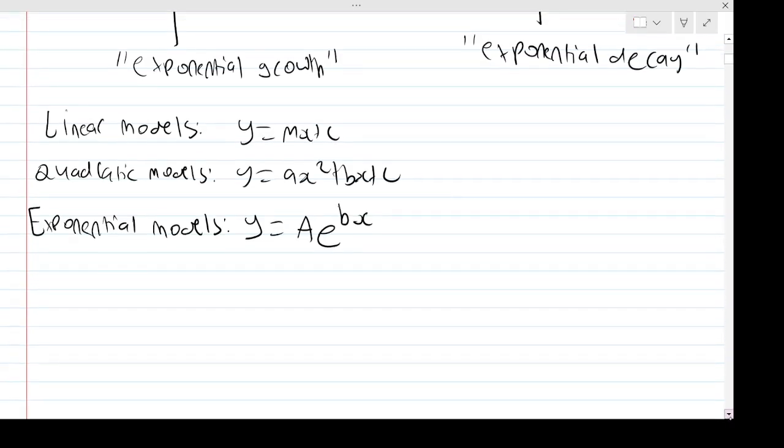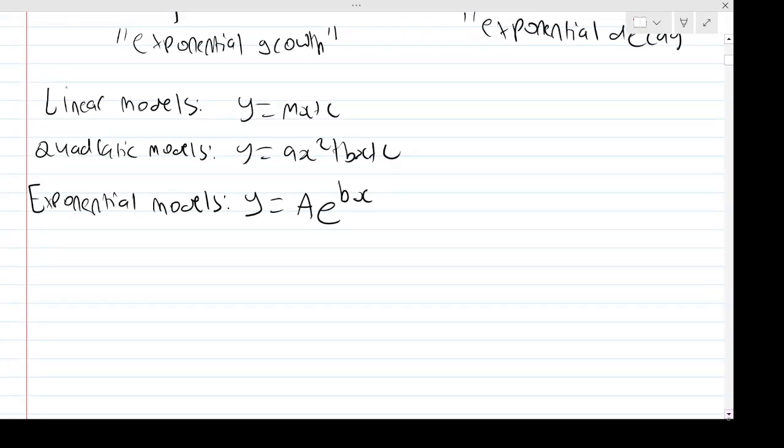Right, and so these terms A and B, they have meanings, right? So firstly, A. Now usually these models are with respect to time. So usually x is time. Okay, so if we have, for example, y is a e to the bt, right?